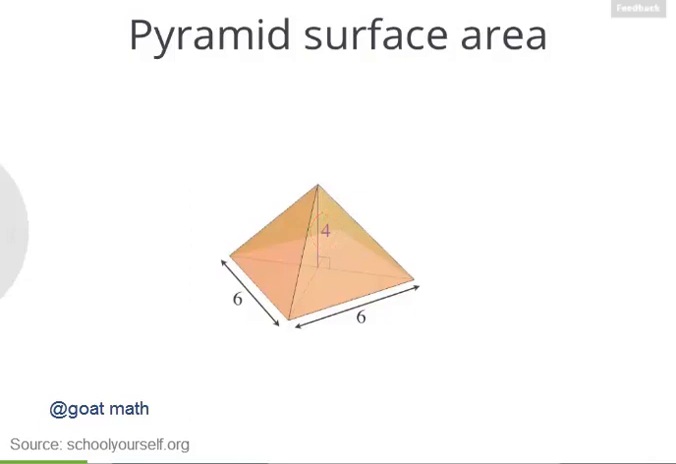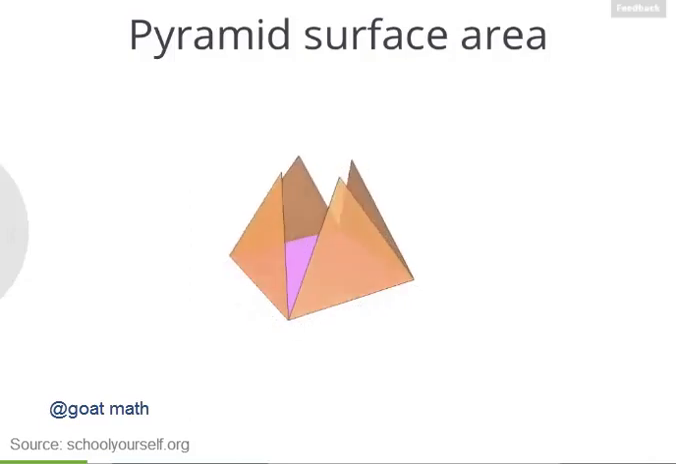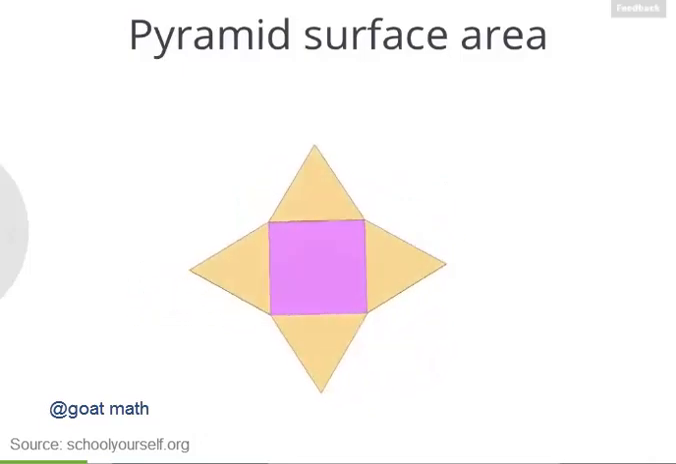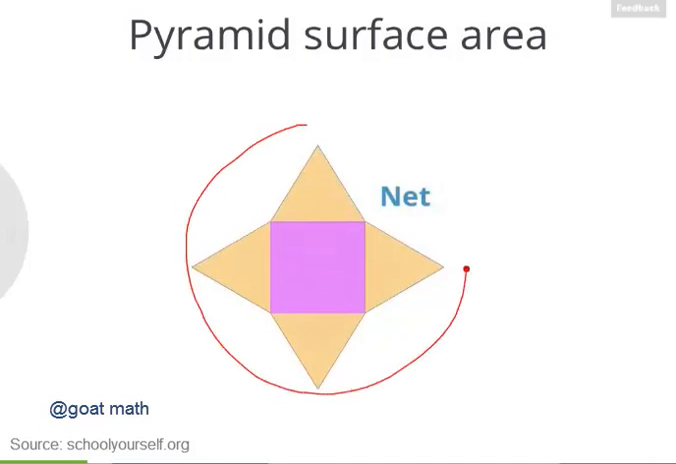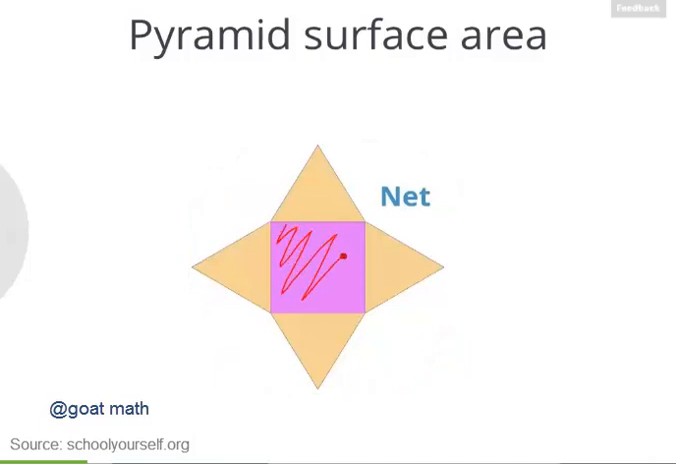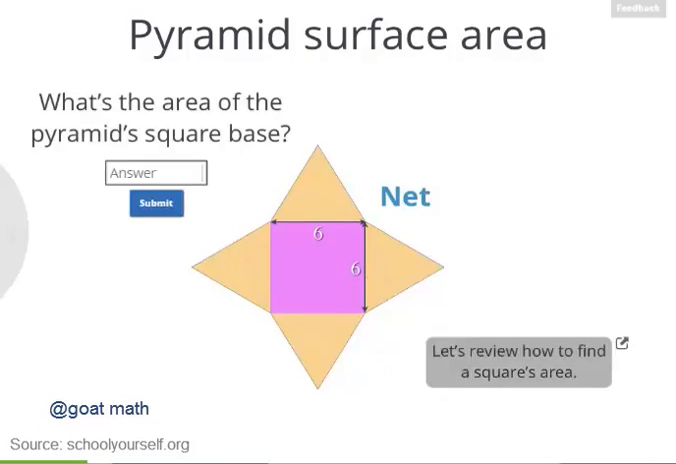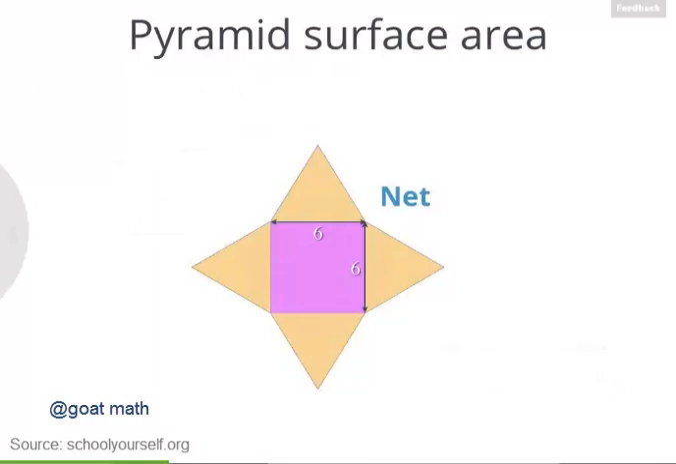Now one way to find the surface area of a solid is to unfold it into a flat shape. This flat, unfolded version of the solid is called a net. So if we add up the areas of all these shapes in the net, we'll have the surface area of our pyramid. Let's start with the square in the middle, which we said had a side length of 6. What's the area of this purple square? Exactly, this square has an area of 36.